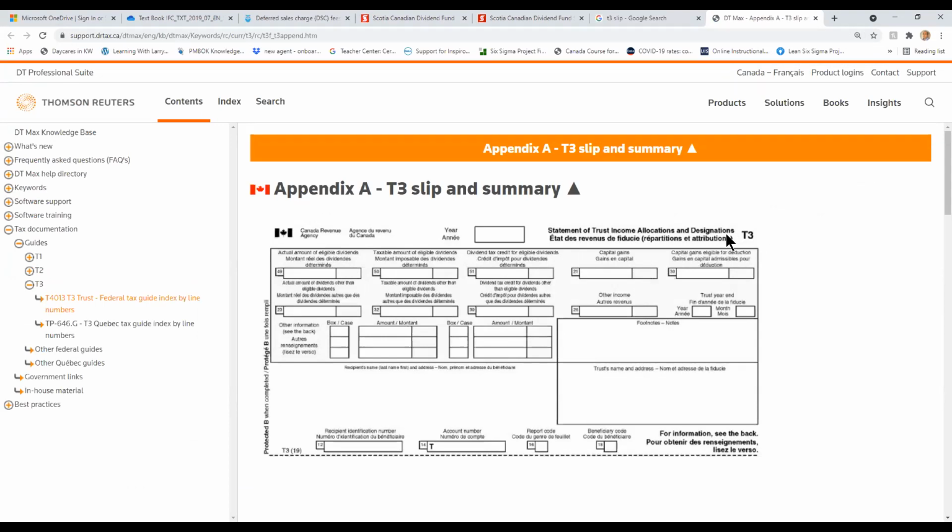So the T3 is a statement of trust income allocations. At the year end, you will get this from your bank or from the investment company, and you then need to deposit that along with your T4 and other slips you got. Clear? Okay. So that is what we're talking about here. Let's go on to the next chapter. Any question on this?